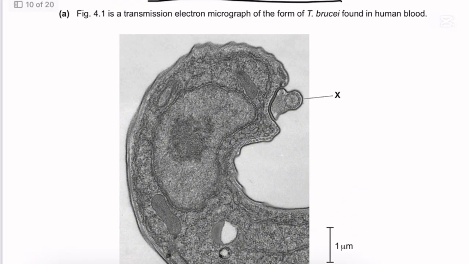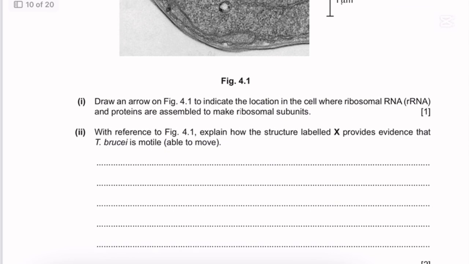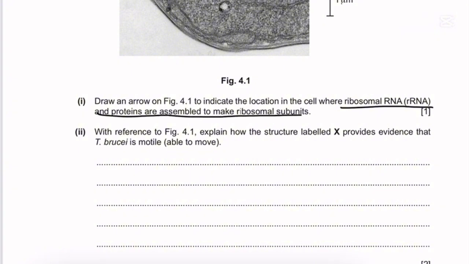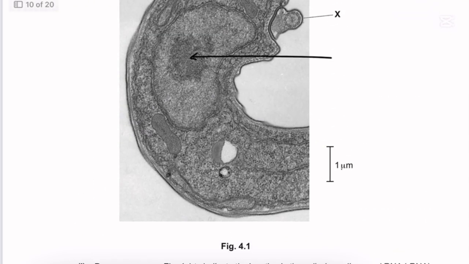So it's transmitted by a vector just like malaria. And he says here, draw an arrow in figure 4.1 to indicate the location in the cell where ribosomal RNA and proteins are assembled to make ribosomal subunits. To make ribosomal subunits, that's going to be in the nucleolus. So the location here, this is the arrow. I'll draw the arrow to the nucleolus and I'll label it, okay, nucleolus.